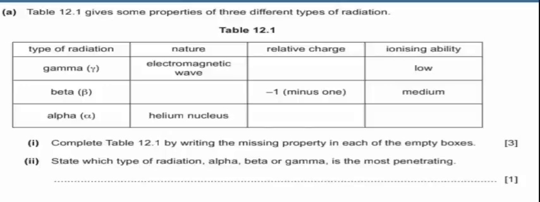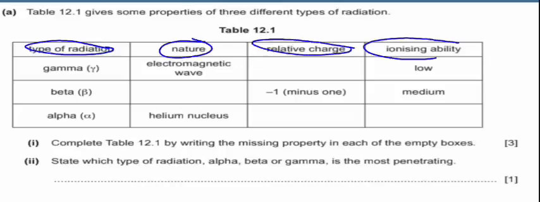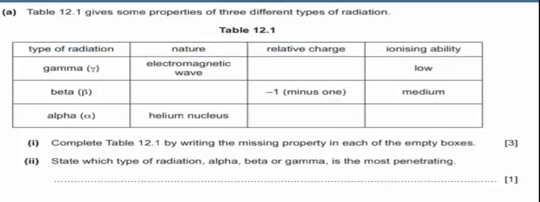The next question is coming from radioactivity, and it reads: Table 12.1 gives some properties of 3 different types of radiation. We have the type of radiation, nature, relative charge, and also ionizing ability. Let me start with the type of radiation. We have gamma here. The nature of gamma is an electromagnetic wave. In terms of the relative charge, it is going to be 0. Then the ionizing ability.